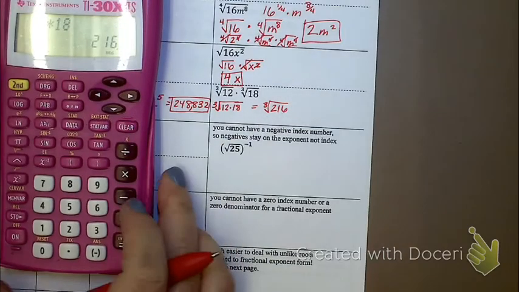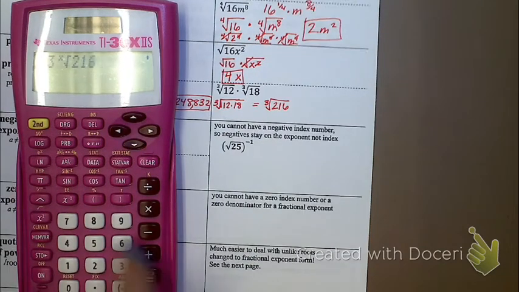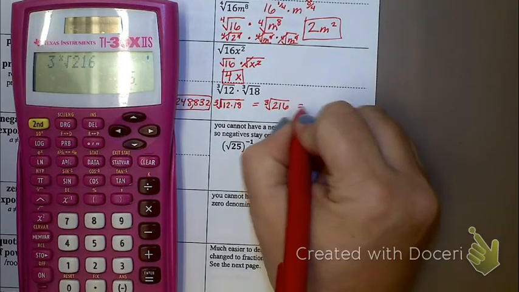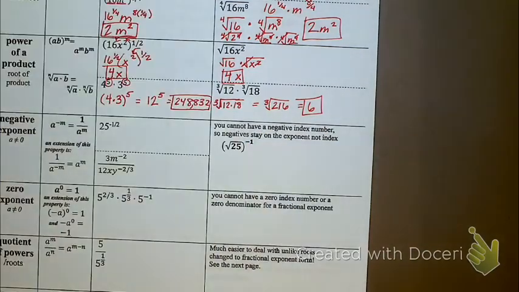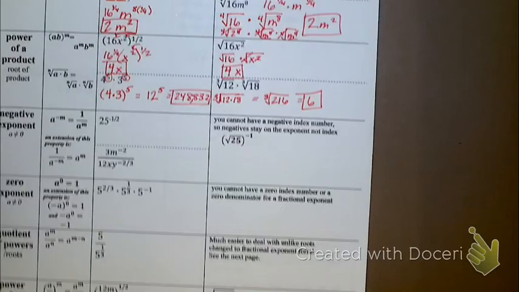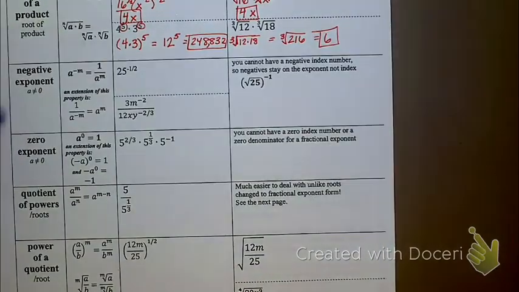And the cube root of 216, if you don't know it, you can find it here. Oops, 216 is 6. So again, there's a simple way to find that one. All right, from there, we've got negative exponents. We can't leave negative exponents in our answers.